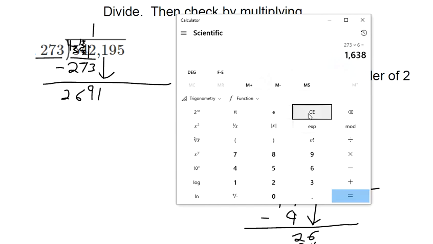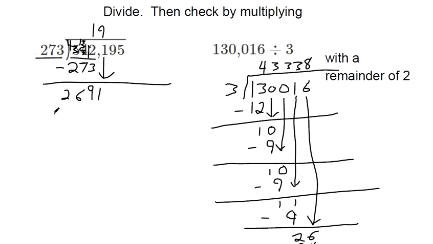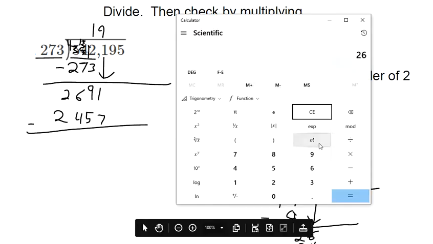Guess maybe it fits in 6 times. We can probably get more in there. That's 1,638. That's less than 2,691. 8 times maybe. Oh, probably even more. 273 times 9. It fits in 9 times. We got 2,457. We can subtract those two. Just to save some time here. That makes 234.